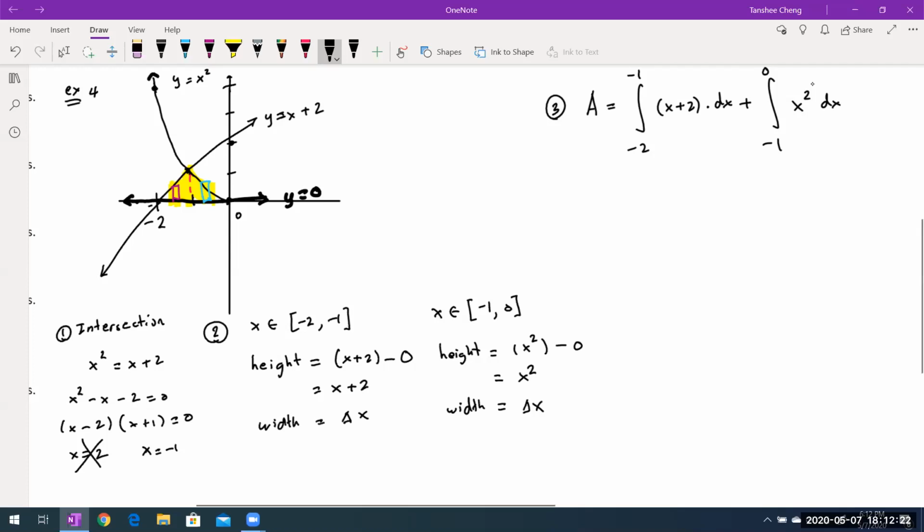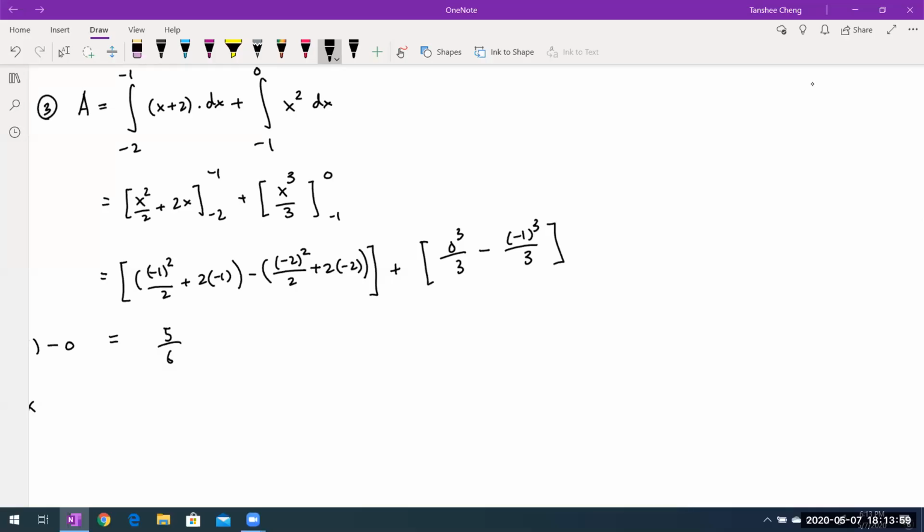Now let's evaluate this integral. Integrating each part, for the first one you get x squared divided by 2 plus 2x, evaluated from negative 2 to negative 1. For the second integral, you get x to the third divided by 3, evaluated from negative 1 to 0. Using the fundamental theorem of calculus part 2, we evaluate the first integral and add it to the value of the second integral. This gives us 5/6, which is the area bounded by those curves.